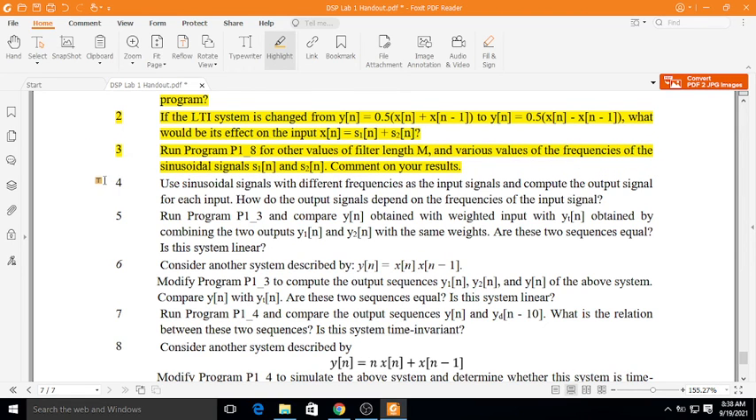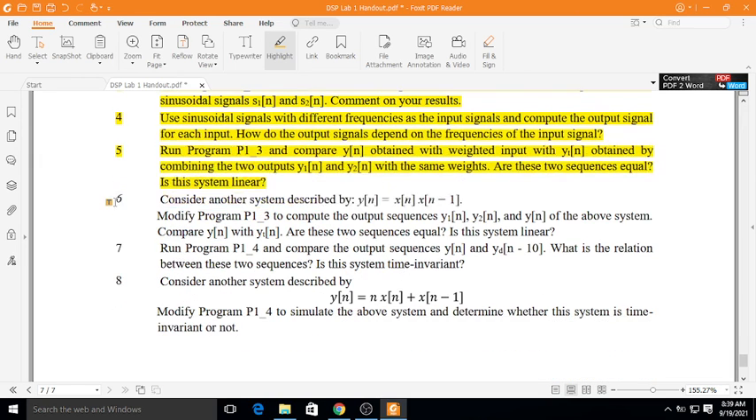Comment on your results. 4. Use sinusoidal signals with different frequencies as the input signals and compute the output signal for each input. How do the output signals depend on the frequencies of the input signal? 5. Run program P1_3 and compare y[n] obtained with weighted input with yt[n] obtained by combining the two outputs y1[n] and y2[n] with the same weights. Are these two sequences equal? Is this system linear?